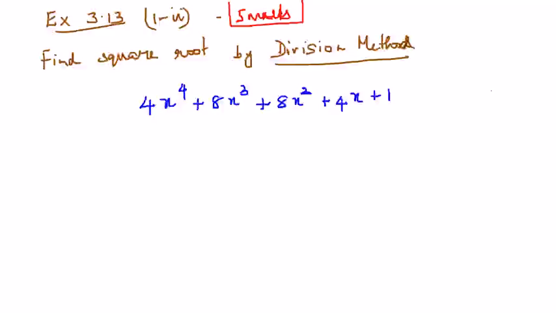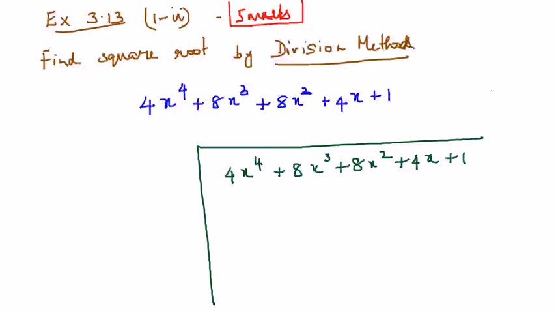Exercise 3.13, the first sum, second subdivision, is a 5-mark question. You have to find the square root by division method. Easy, but go slowly and you will get the answer. It's not anything very complicated. Okay, so let's get started.